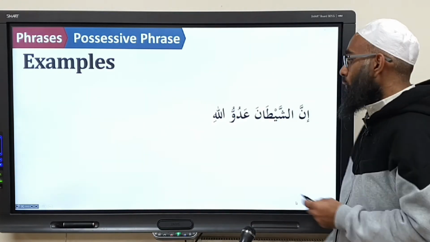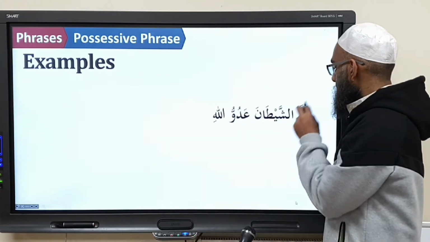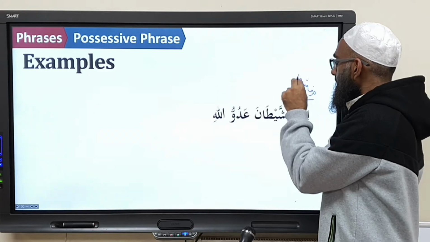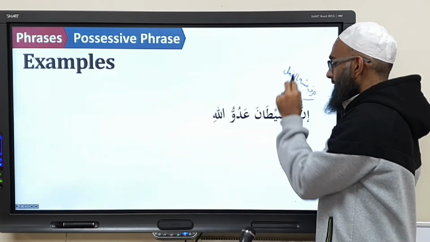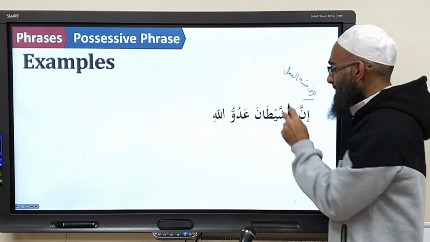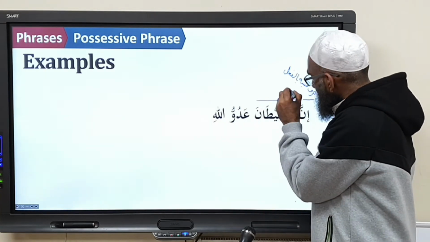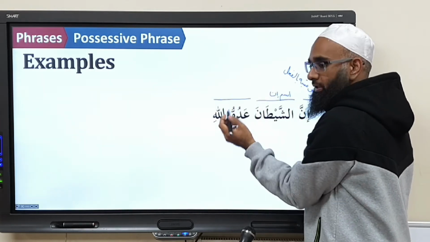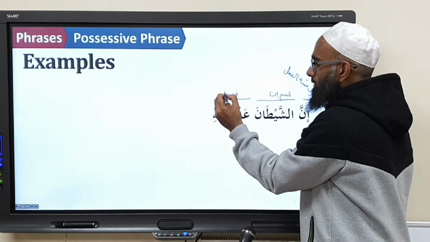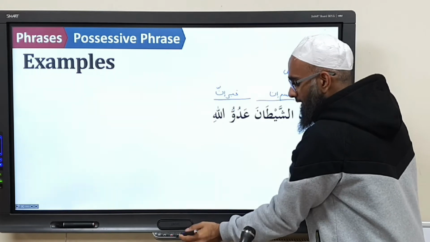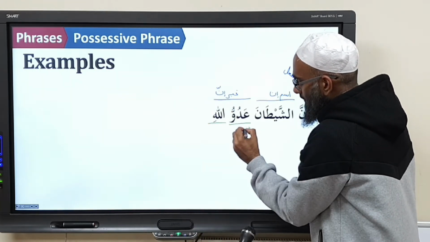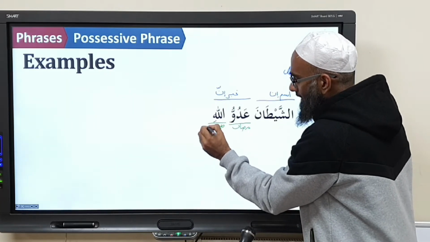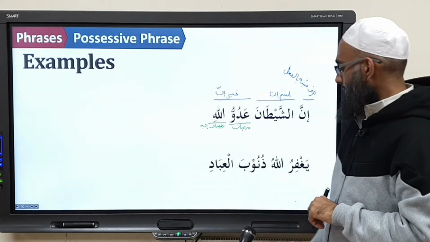Inna ash-shaytana aduwullahi. How do you do this one? Harfun mushabbahun bil fi'li. If I don't write properly now, you're going to say, most of your teacher's handwriting is not writing properly, so I've got to make sure I write a bit neater now. Ash-shaytana is what? Ismu inna. And aduwullahi is khabaru inna. And how do you break the phrase down? Aduwu is mudaf, and lafzul jalala is mudafun ilayhi. Okay? Next one.